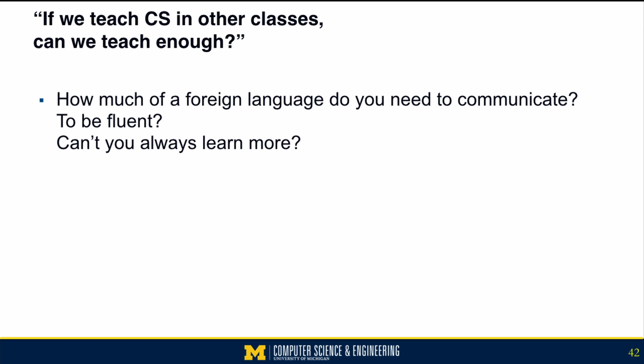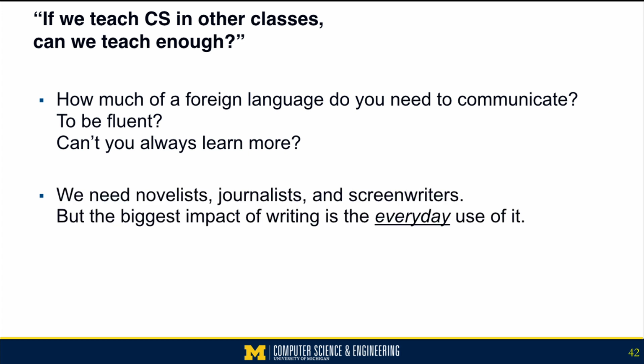Let me go back to an idea of literacy. We think that it's really important for people to know how to read and write. That's literacy. It's a foundation of modern society. Now, we need people who specialize in literacy. We need novelists and journalists and screenwriters. But the biggest impact of writing is the everyday use of it. The fact that you make grocery lists, the fact that you write notes to your loved ones. That's the really powerful notion of reading and writing.